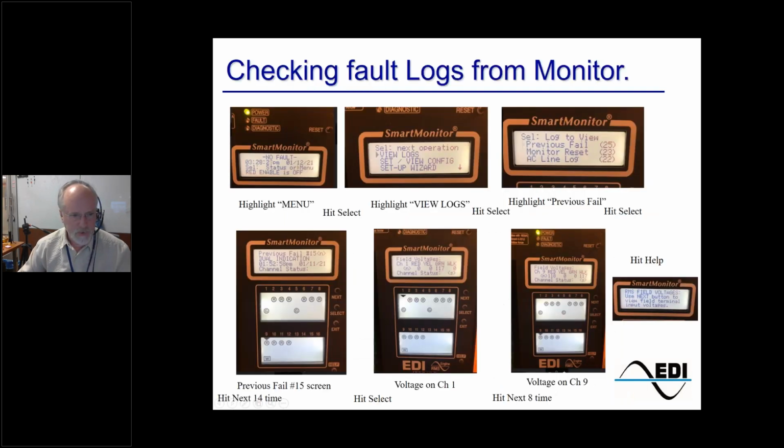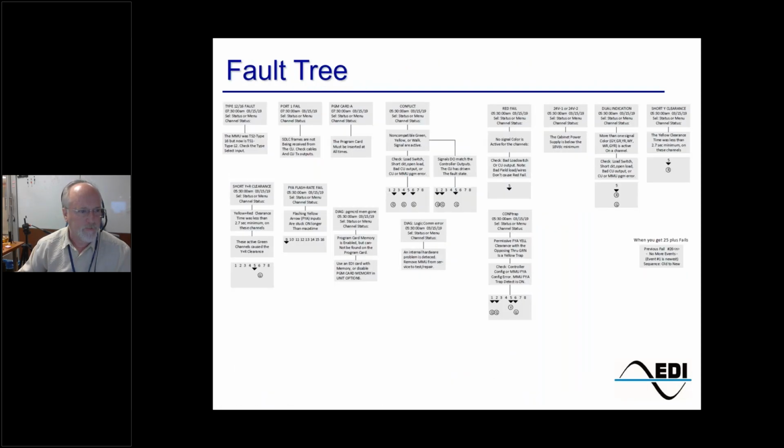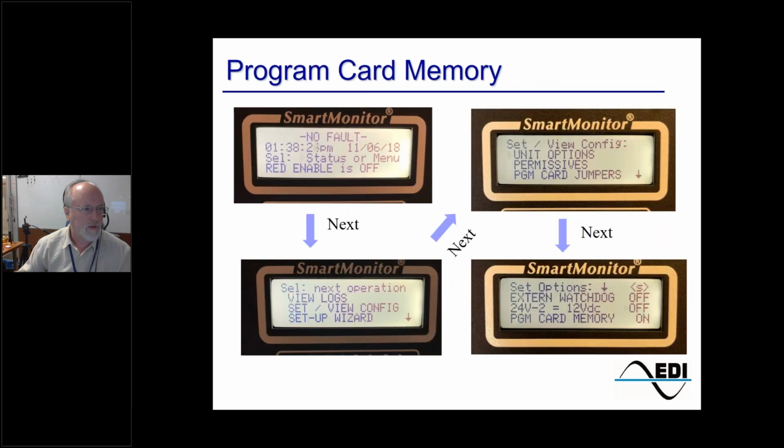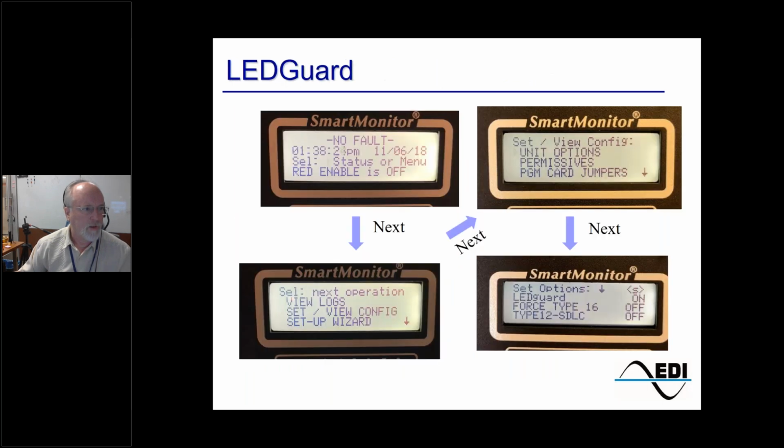What I want to do is find it. Program card, LED guard. Here we go. On the LED guard, from the main menu, you hit Menu, then Set View Config. Then you go to Unit Options, and hit Next until you see LED guard, and you want to turn that on.